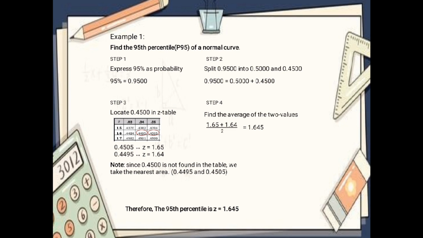Step 3. Locate 0.4500 in the Z table. Note, since 0.4500 is not found in the table, we take the nearest areas, which are 0.4495 and 0.4505. Step 4. Find the average of the two values. 1.65 plus 1.64 divided by 2 is equal to 1.645. Therefore, the 95th percentile is Z equal to 1.645.